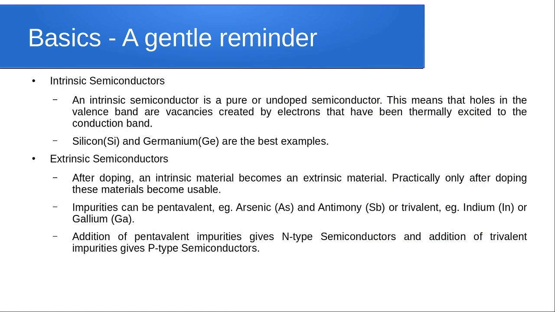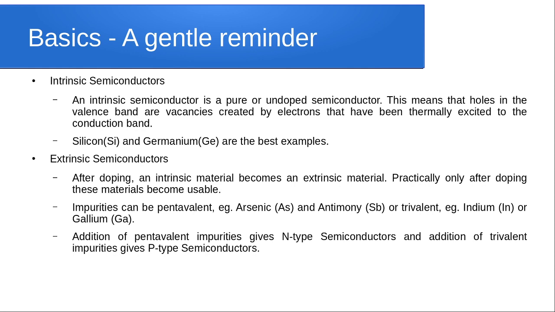So now we know there are two general categories of semiconductors. One is the intrinsic semiconductor and the other one is the extrinsic semiconductor. An intrinsic semiconductor is a pure undoped semiconductor, which means that the elements are in their pure form. Electrons have to be thermally excited to reach the conduction band. Silicon and germanium in their pure form are the best examples of intrinsic semiconductors.